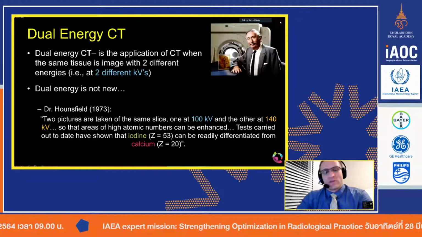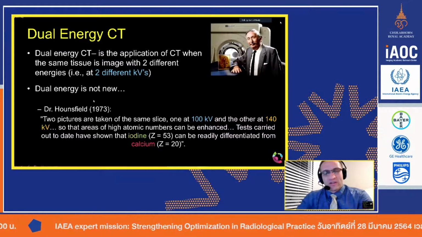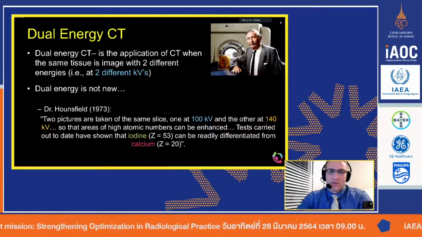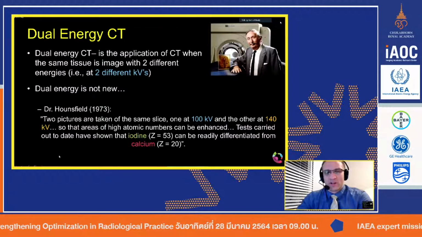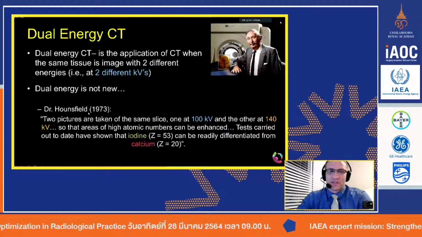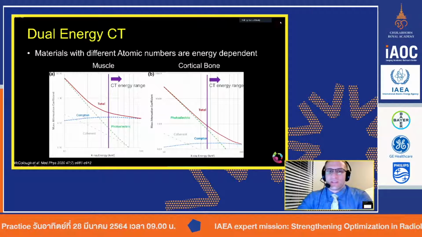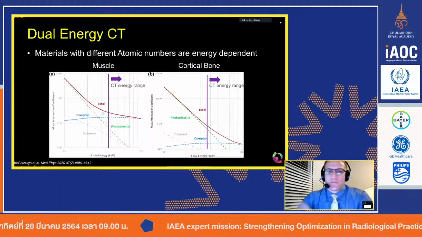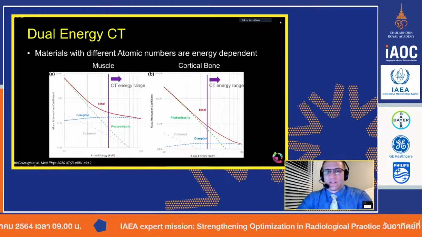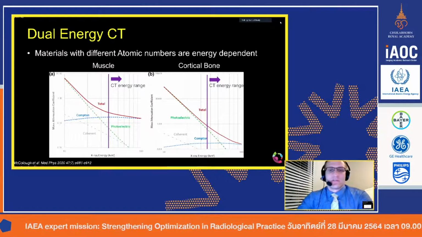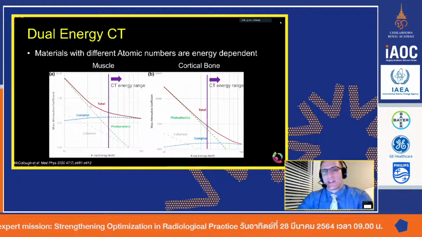The only reason we've only started using it now is because CT scanners weren't powerful enough back in the day, nor were the computers really capable of doing the reconstruction. So really dual energy CT, as we know it, actually began in about 2006. And that was when the first of the various different CT vendors introduced a CT scanner. Siemens was the first to introduce a dual energy CT scanner.